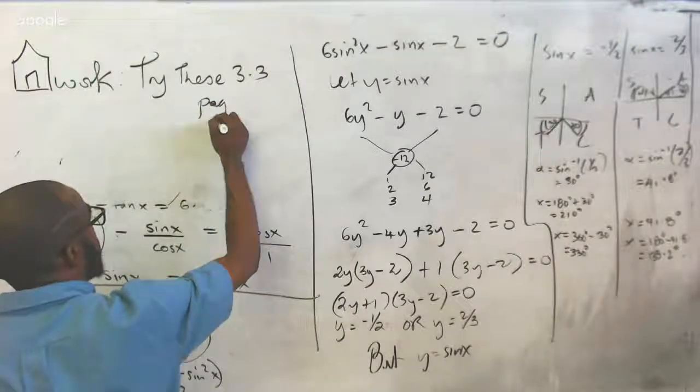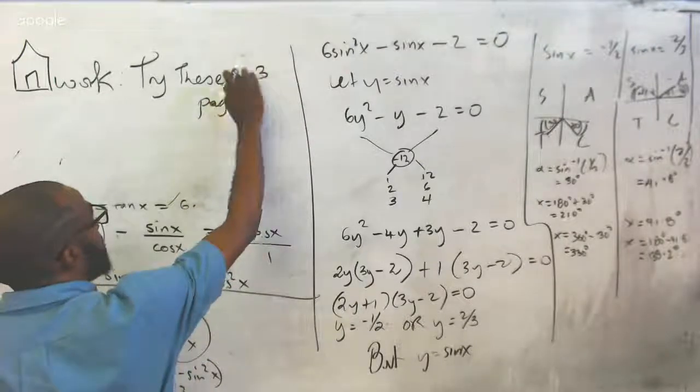What page is Try These 3.3 on? Give more 3.3, 9.3.